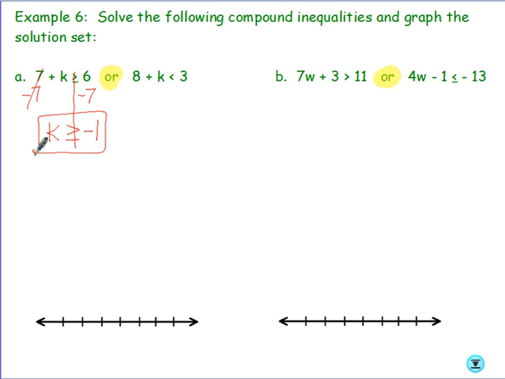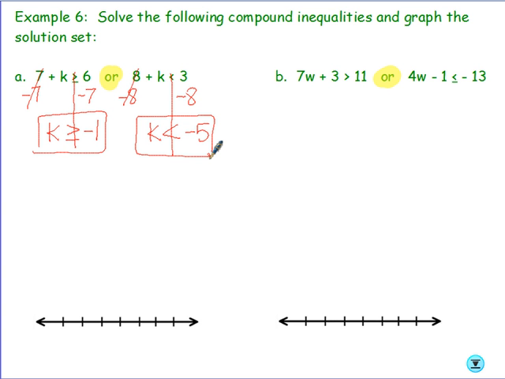Second problem. I want k by itself. That 8's got to go away. So the 8 cancels with a negative 8. That leaves me with a k. I keep my less than symbol. 3 take away 8 is negative 5. We're done solving. Very easy.